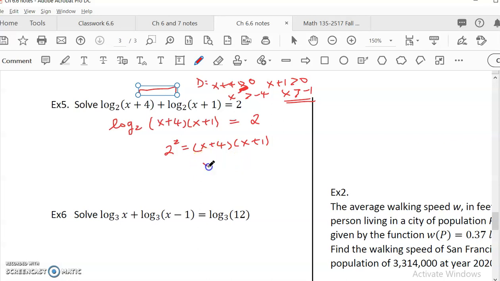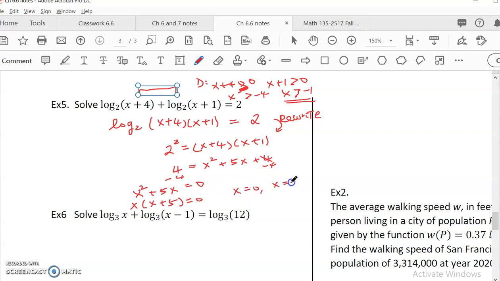So this, you FOIL this out, it will be x squared plus 5x plus 4, because it will be 4x and 1x is 5x, plus 4. 2 squared is 4, because this is rewriting. Rewrite as 2 to the power 2 equal to the inside. So what do I have? 4 and 4 cancel, because I do -4, -4. So I have x squared plus 5x equal to 0. Oh, that's good. We can factor it as x times x plus 5 equal to 0. X is equal to 0 or x equal to -5.